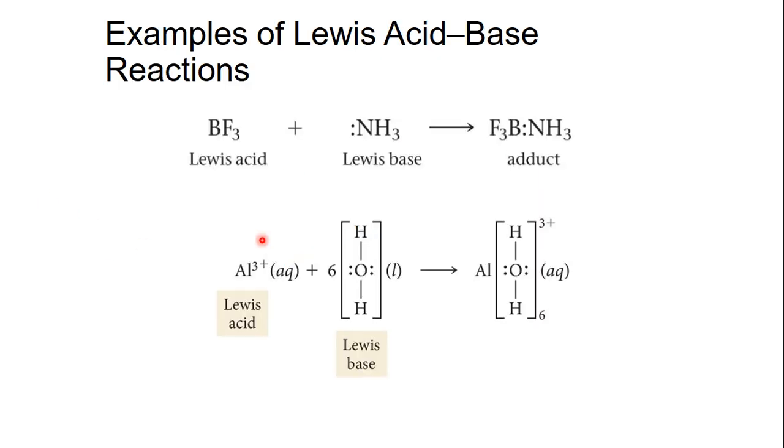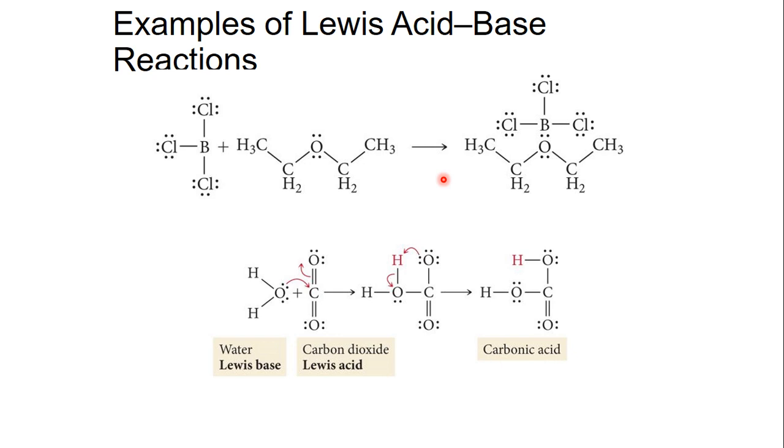Here are just examples of more Lewis acid-base reactions. We just went over the example at the top. Here's an example where we have aluminum 3+, so it has empty orbitals. We have water, which can donate these electrons. And so you actually get 6 molecules of water interacting, forming bonds with this aluminum to form our adduct. And here's a few more examples. BCl3 is an acid. Here we have an oxygen, that's our base. You form a covalent bond.